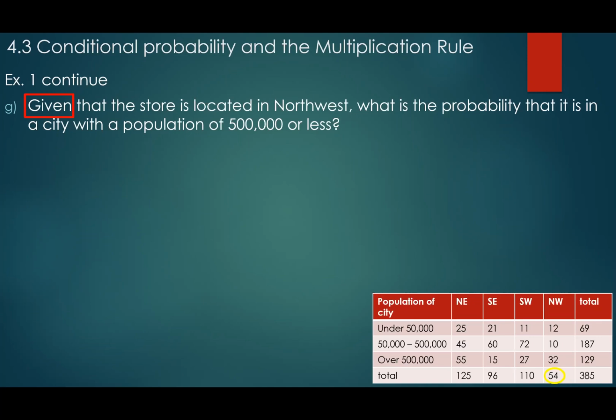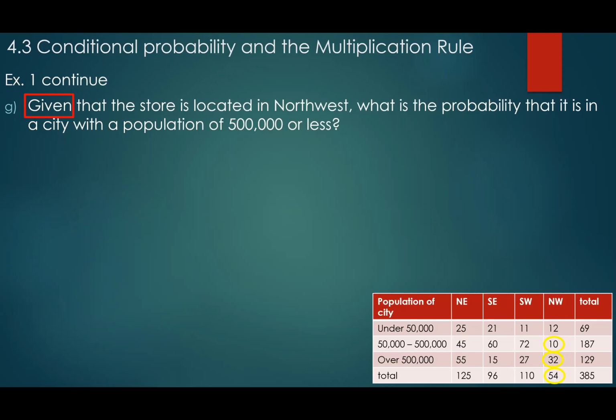Your numerator is the probability that the store is located in a city with a population of 500,000 or less. Looking at this, do you agree that these stores are located in a city of 500,000 or less? It's between 50,000 and 500,000, right?